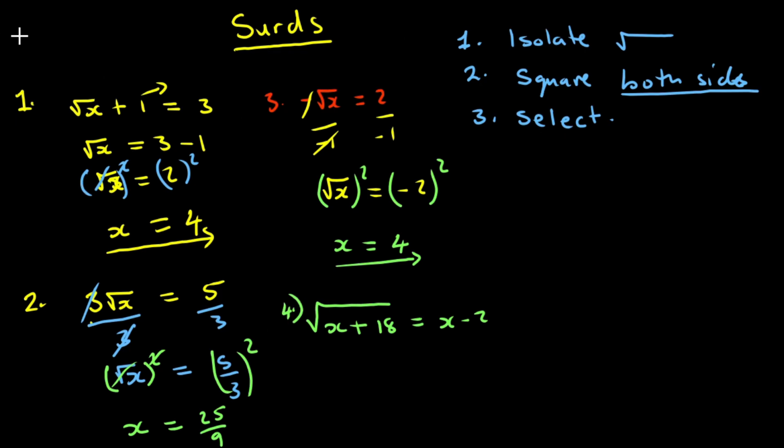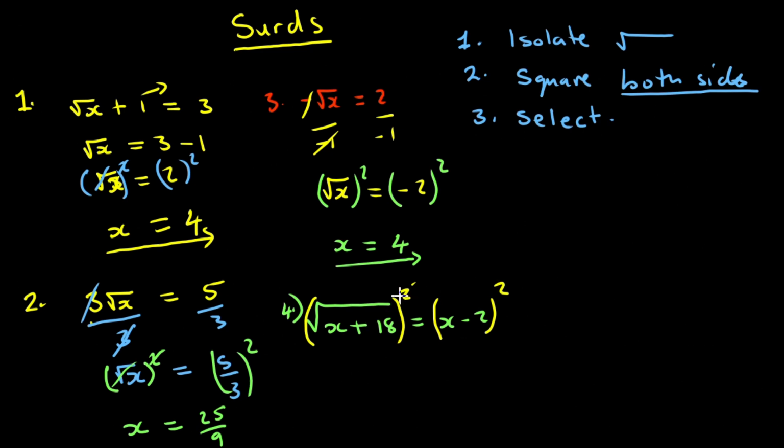What do we need to do first? We need to isolate. But we can see that whatever is under the square root is already isolated, because nothing else other than what is under the square root is on the left-hand side. So we just move on to the second step, which is to square both sides. Make sure that you do your steps clearly so that we can see what you're doing.